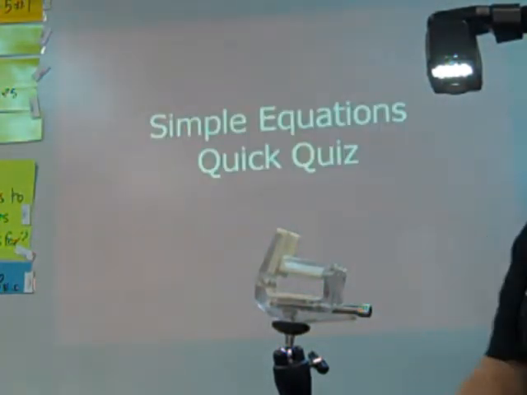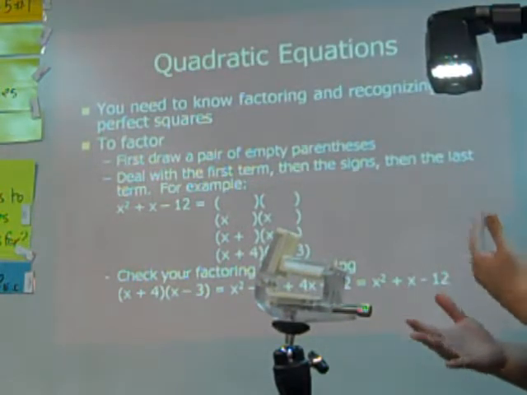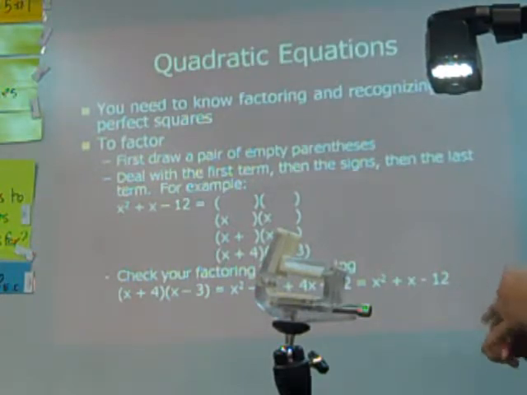Okay, so that was a simple equations quick quiz. All right, the next thing, quadratic equations. You need to know some basic factoring, which always scares people, but it's mainly just basics. And because the SAT is multiple choice, there's normally going to be something there to help you with the factoring. But you'll also need to be able to recognize perfect squares and differences of squares.